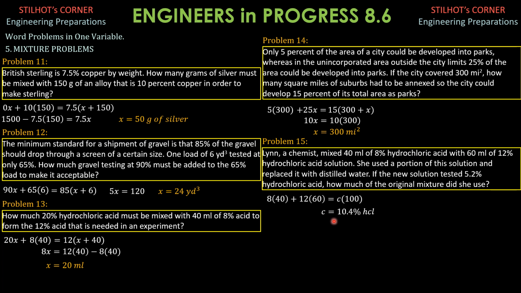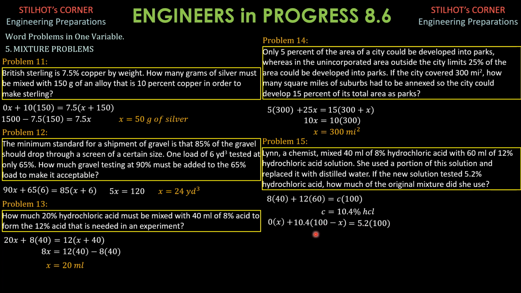Then we replace a portion of this, x, by distilled water. So 0 times x, because distilled water is 0% hydrochloric acid, then plus the original concentration 10.4 times quantity 100 minus x, then we equate it to 5.2. The resulting mixture is now 5.2 of quantity 100, because the amount is still 100. x plus 100 minus x is still 100 ml.